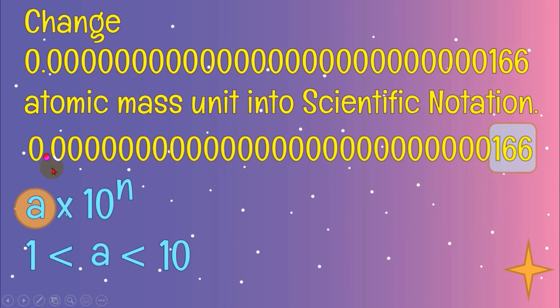Let's move and count at the same time. So, we'll have 1, 2, 3, 4, 5, 6, 7, 8, 9, 10, 11, 12, 13, 14, 15, 16, 17, 18, 19, 20, 21, 22, 23, 24, 25, 26, 27. Okay? So, that is where we move it.